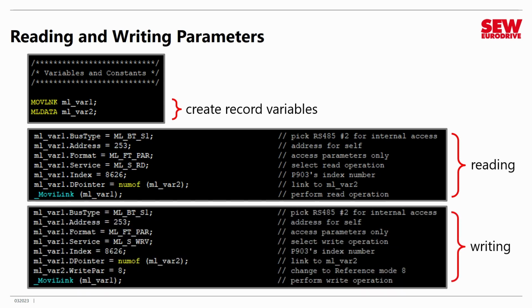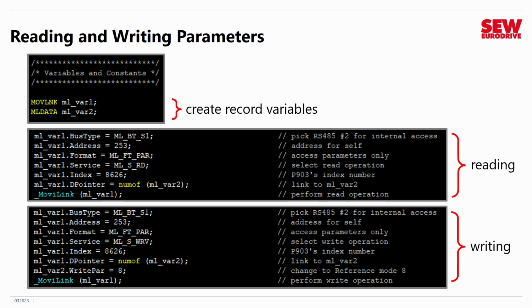If you want to write a parameter, you do almost exactly the same thing, but you have to do one extra step. Notice that bus type, address, and format are the same, but service is different. It's MLSWRV. That's saying you want to write a parameter. This is a volatile one. Index number is the same. The pointer is set up the same way, but there is one extra variable, and that one you have to set up in MLData, and that is the value you want to write. So in MLVAR2.writePAR, you give it whatever the value is you want to change it to. In this case, we're changing the referencing mode from 1 to 8, so we put an 8 in there. And then you call MOVILINK, and you pass it MLVAR1, and that will write that parameter.